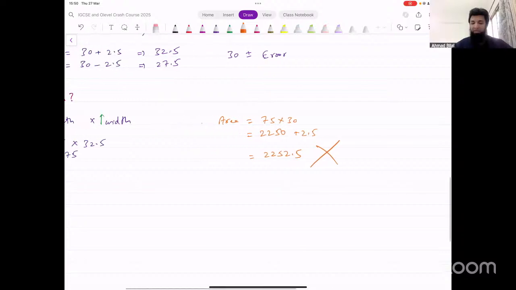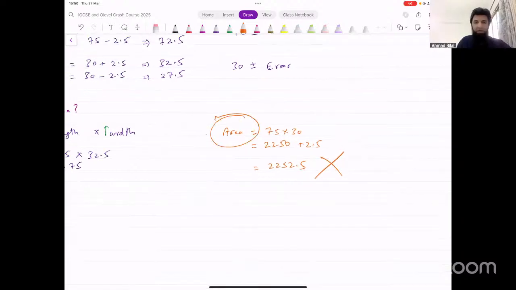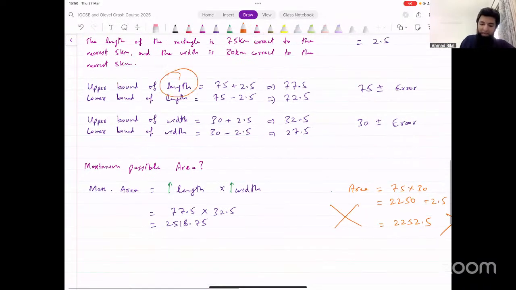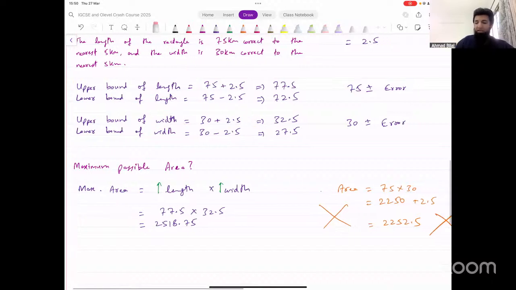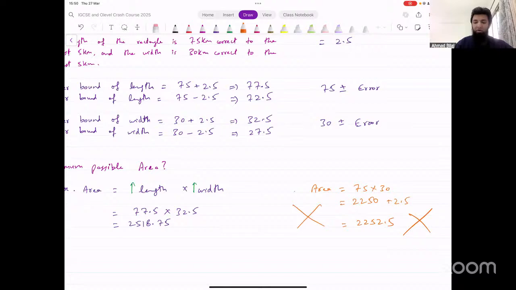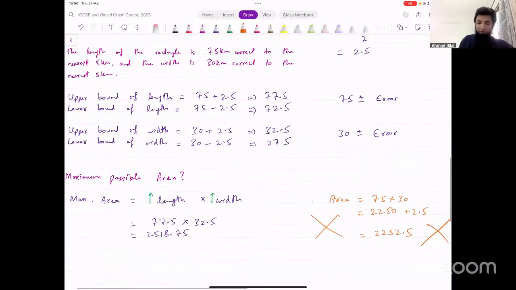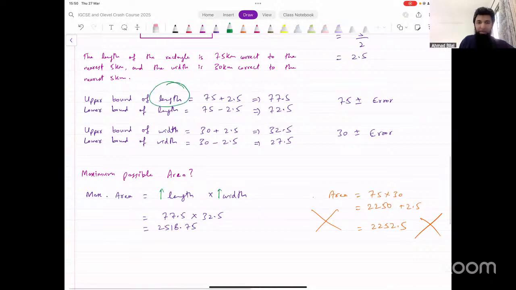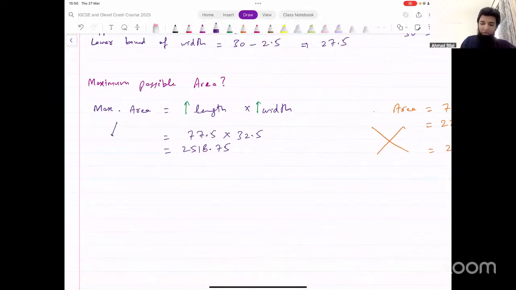The accuracy level that was given was not for the area of the rectangle. The accuracy level that we were given was basically for the length and the width. We can't find the area first and then add 2.5 to that. We would first have to find the maximum possible length and then find the maximum possible width, and use those maximum possible values of length and width to find the maximum possible area like this. So the actual maximum area turns out to be 2518.75.